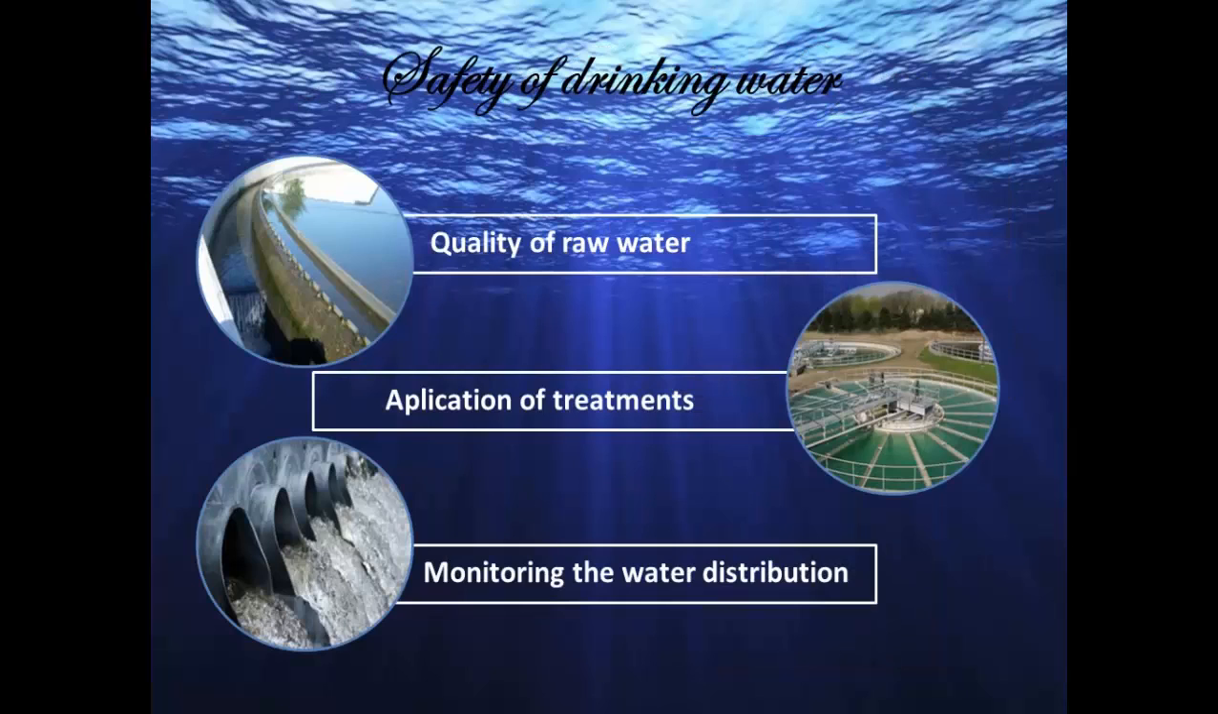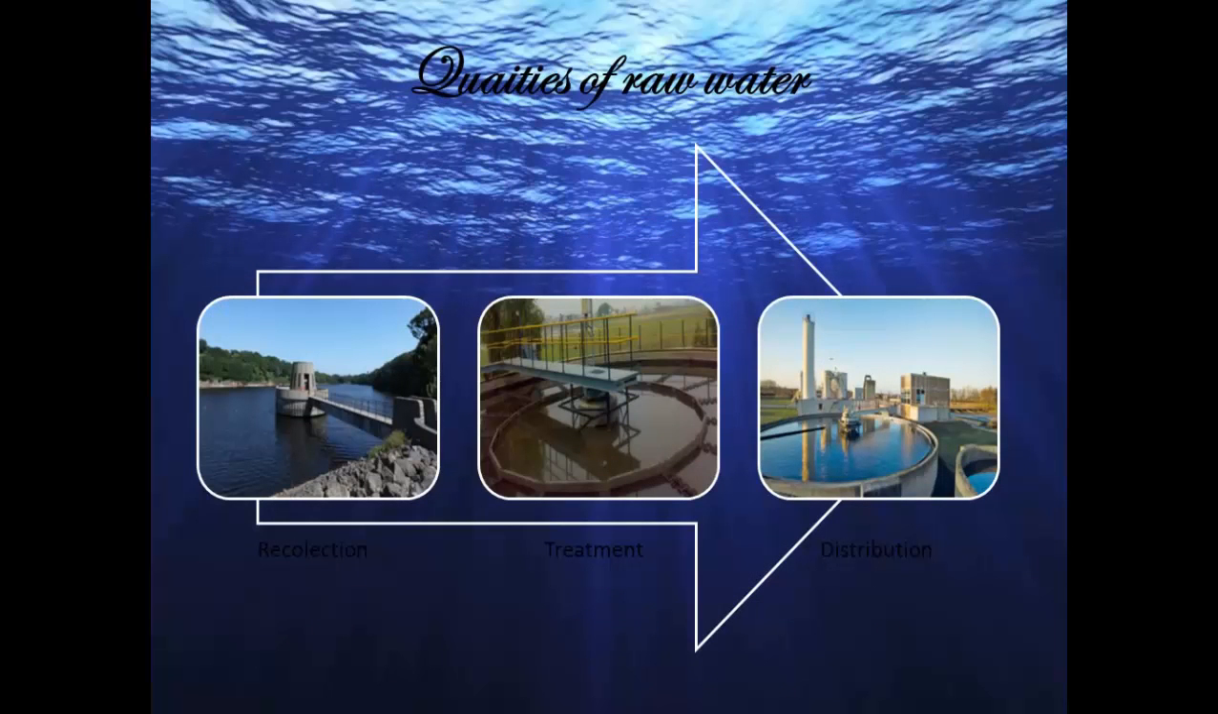Safety of drinking water is based on three main points. The quality of raw water, referring to the kind of water that is obtained. The application of treatment, referring to the form in which this is carried out. And the monitoring of water distribution, referring to the methodology used to supervise how the water is distributed. I'm going to go through each of these points.